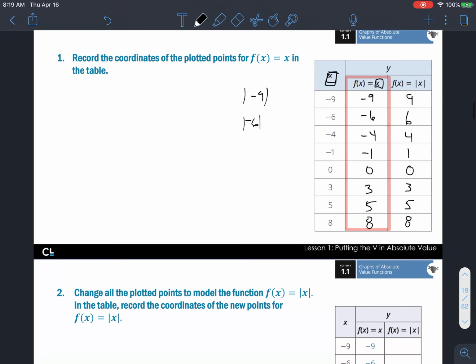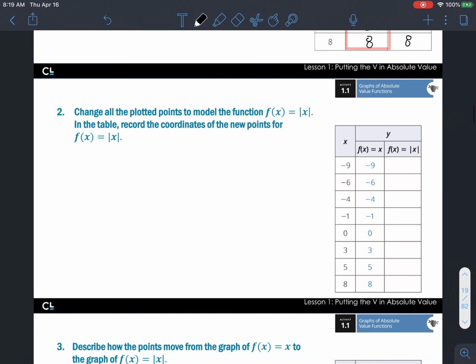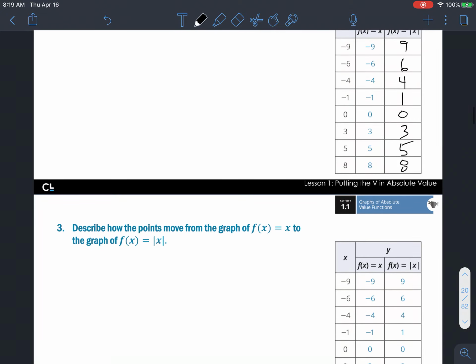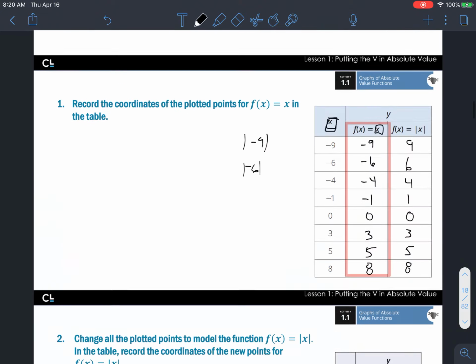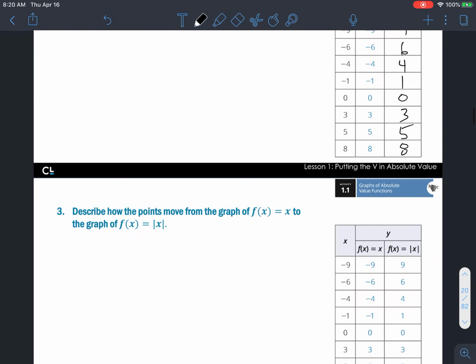They ask us to... Oh, no, let's just add them on there. Okay. Change all the plot points to the model function f of x equals x. So we did this part already. So we can just rewrite them in here as what we did up top. We jumped the gun a little bit and went a little bit ahead of ourselves. I'm just checking something. Oh, there it is. I was missing the graph for a minute.